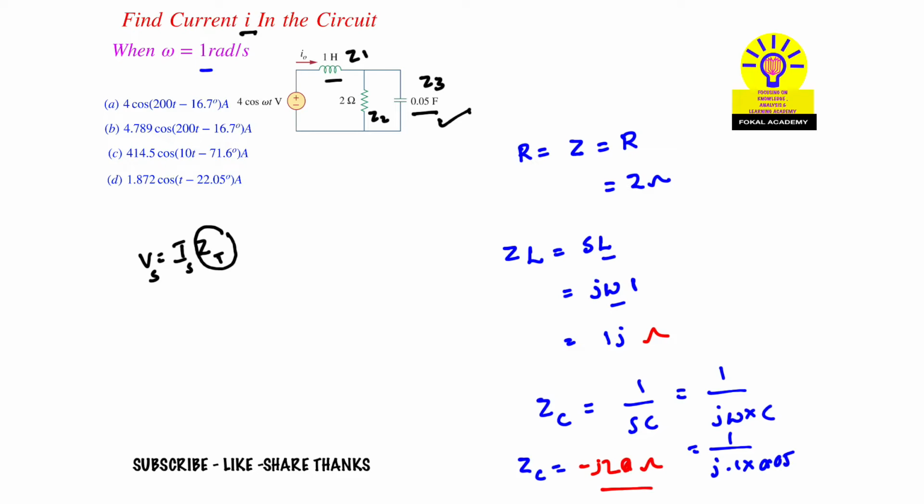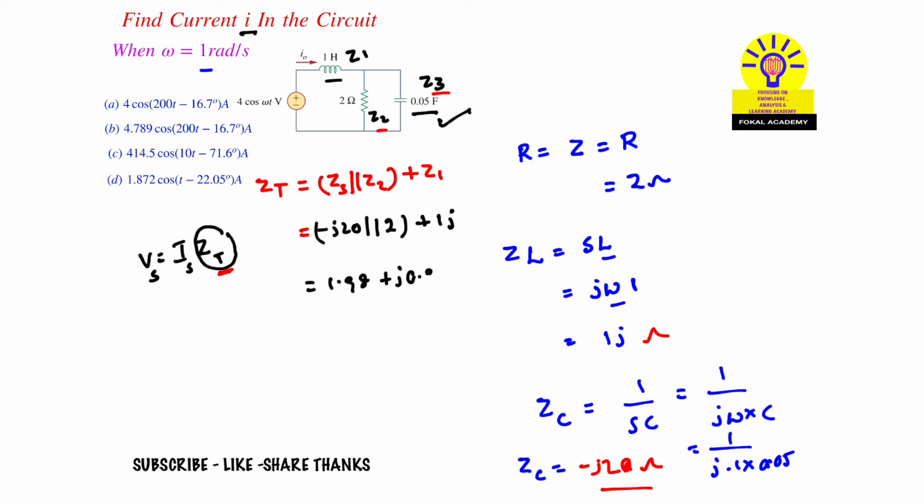Now we want the overall impedance. In the given problem Z3 is in parallel with Z2 and again in series with Z1. It gives the overall impedance. So Z3 we got minus j20 in parallel with 2 ohms and again in series with 1j. By simplifying this we will get 1.98 plus j0.802. Just use a scientific calculator, we will get this value.